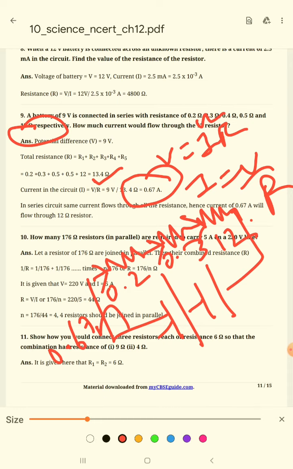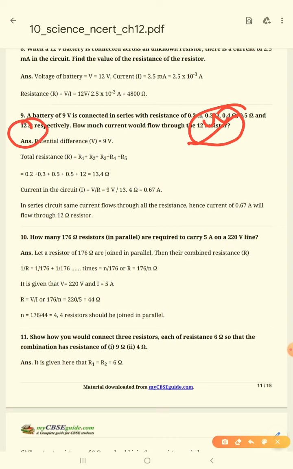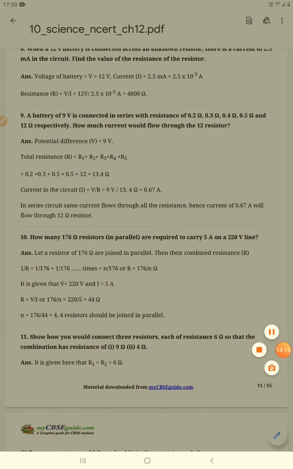In this question, this is the 12 ohm resistor. It is asking how much current would flow through the 12 ohm resistor, because a 12 ohm is here also. So this is very important. Whoever writes blindly without thinking will definitely not get anything there. We have to do practice for it. We have to listen to all the things carefully. So solve these questions first, then we will solve the remaining 2 or 3 questions. Thank you.